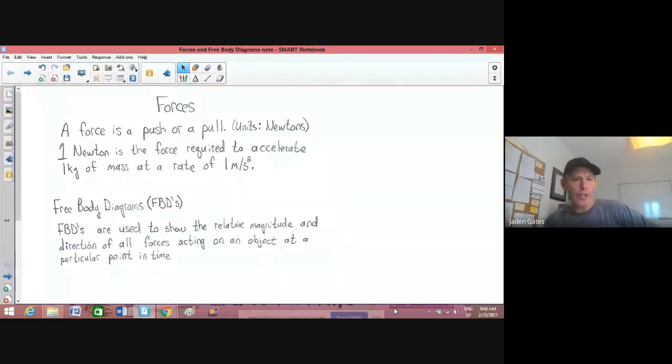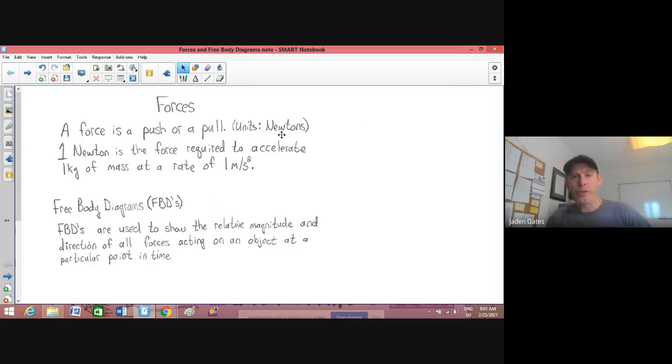And what a force is all about, a force is defined as a push or a pull. All right, so either way, you're trying to make something either move or move differently. And again, the units are newtons, named after Sir Isaac Newton. And what a newton is defined as is 1 newton is the force required to accelerate 1 kilogram of mass at a rate of 1 meter per second squared.